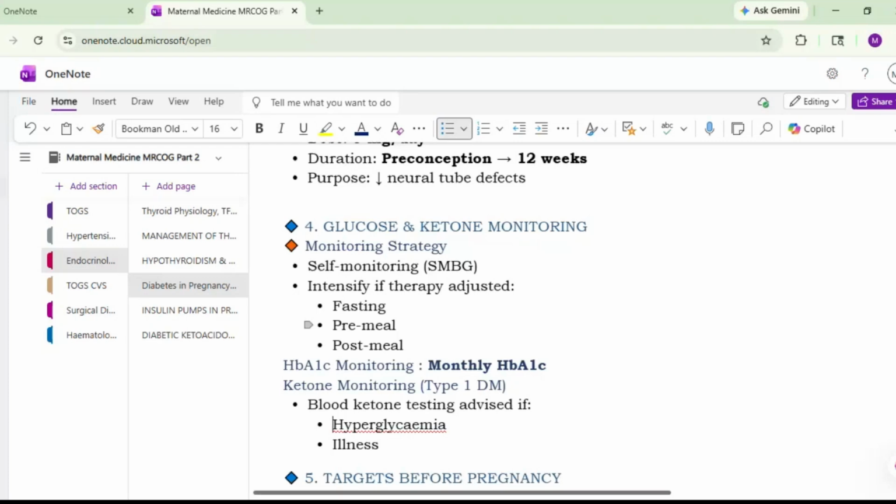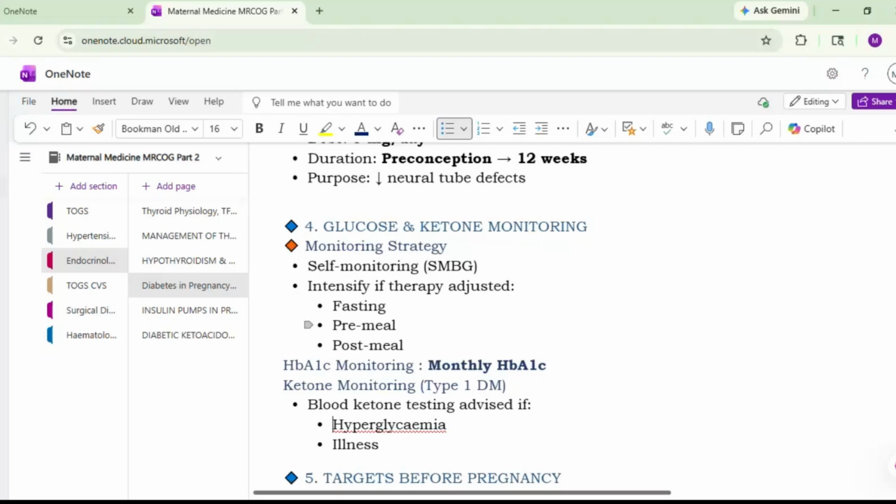So if any dose change is there in the medication, if insulin is added, or any therapy is converted, for example from diet plus exercise she is added with medicine, then it will be intensified, and we will have strict fasting, pre-meal and post-meal monitoring. So self-monitoring is indicated. This monitoring is to be intensified with any therapy change.